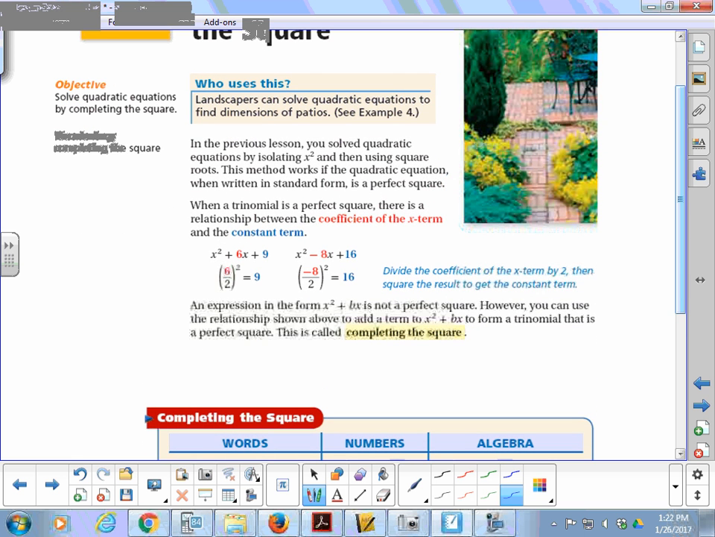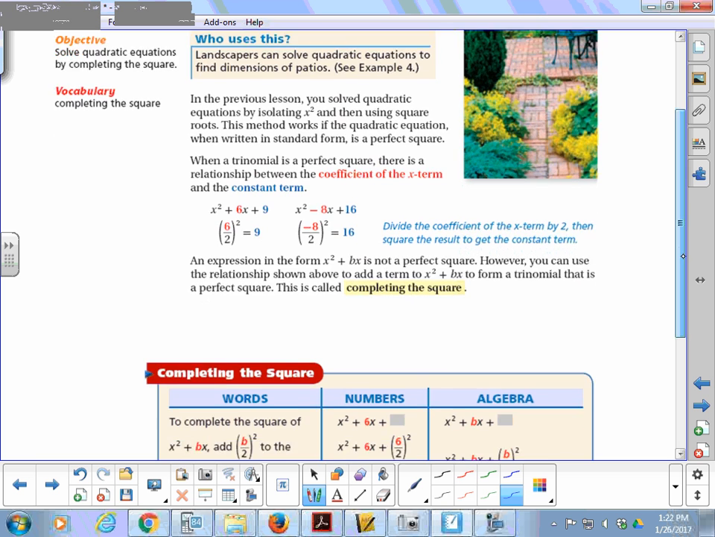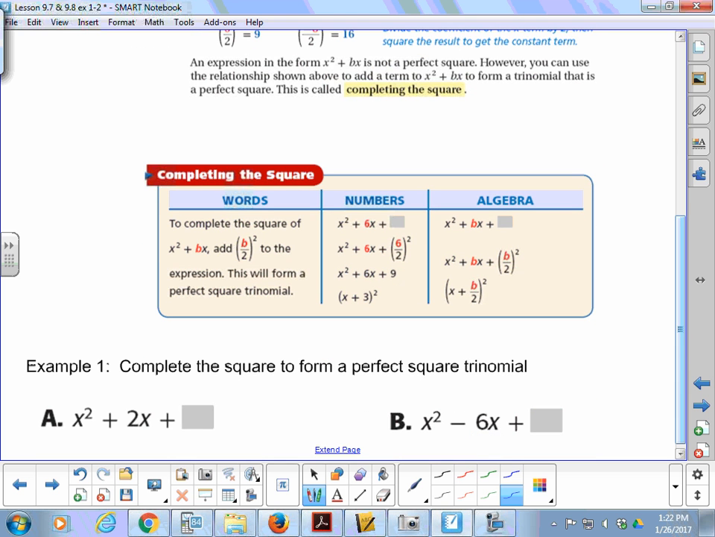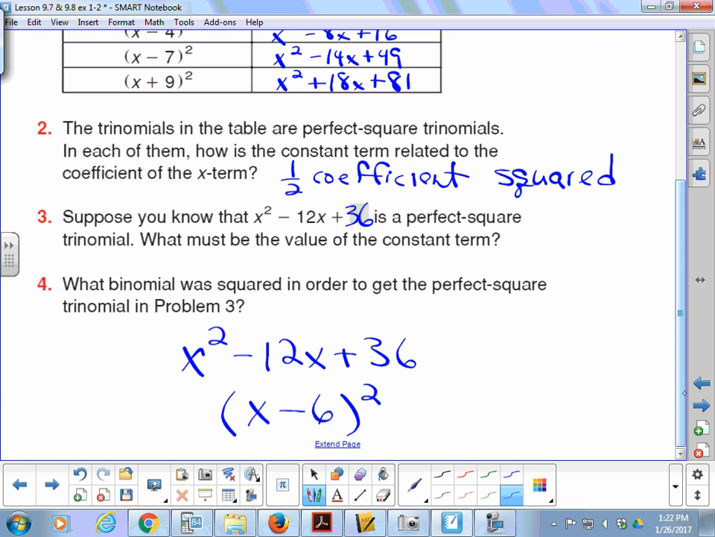So, completing the square, here's the formal definition. To complete the square of x squared plus bx, which is what we just looked at, the x squared minus 12x, we're going to add half of b squared to it. Which is what we just did right here. Half of b was negative 12, half of b is negative 6, and when I squared that, I got 36. Okay. Half of negative 12 is negative 6. Square that, we get 36. All right, for completing the square.